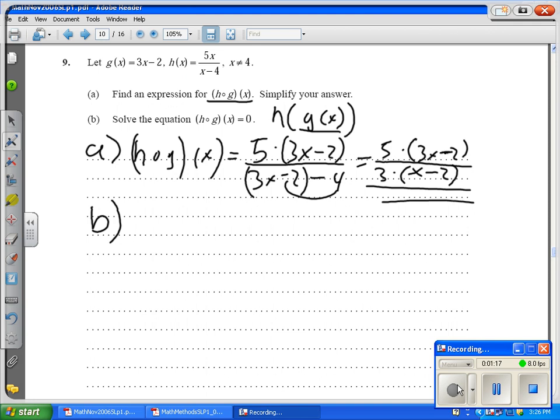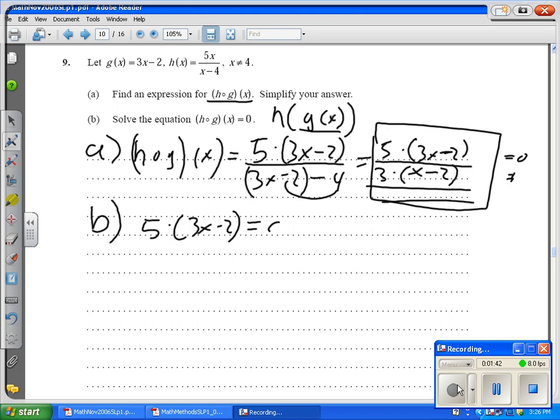Okay. So now for part B, they want us to solve the equation h of g of x equals 0, which means they want this equation equal to 0. If something like this equals 0, we know that the top part will equal 0, and that would give us the right answer. So all we need to do is write 5 times 3x minus 2 equals 0. And this is just simply a rule.